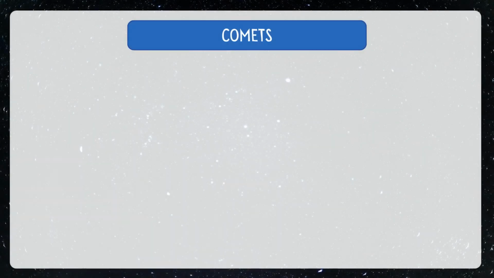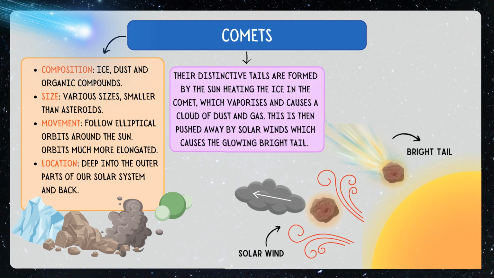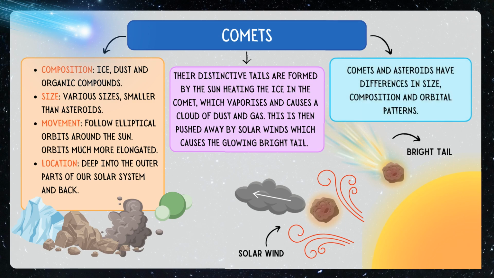In today's lesson, we have delved into the properties of comets, including their composition, size, and orbits. We also explored their distinctive tails and their formation, understanding how solar radiation and wind contribute to this phenomenon. Finally, we've also compared and contrasted comets with asteroids, noting the differences in their composition and orbital patterns. By understanding these unique characteristics and distinguishing comets from other celestial objects like asteroids, we enhance our comprehension of the diverse components of our solar system.